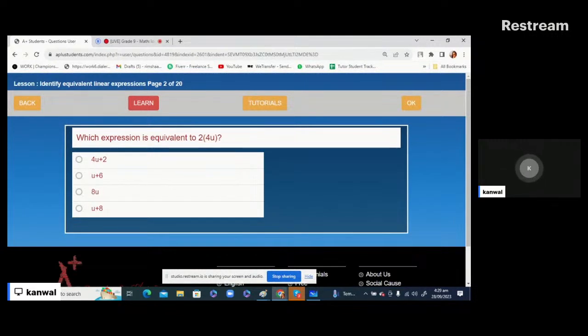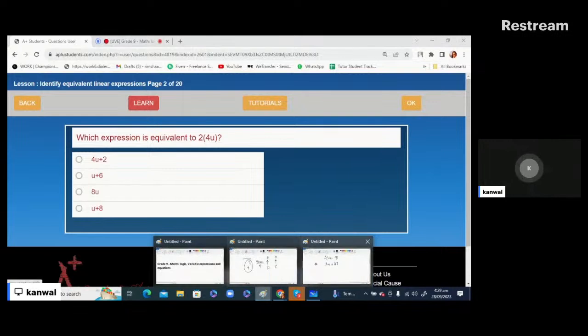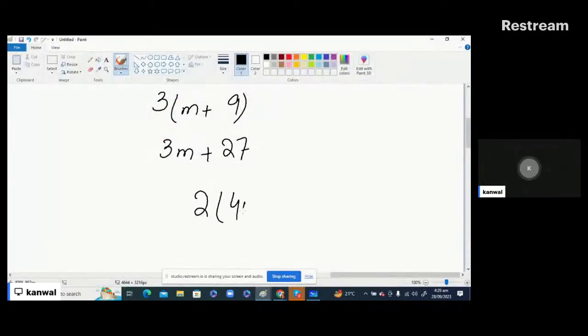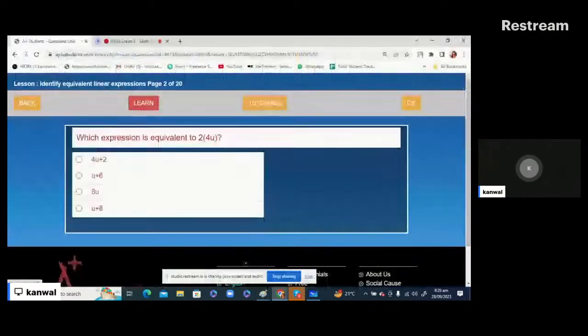Let's do this one. Which expression is equivalent to 2 into 4u? This is just simply multiplication. Look at here, 2 into 4u. Just simply multiply. 2 times 4 is 8u. Let's check, is there any option for 8u? Yes, the third one.